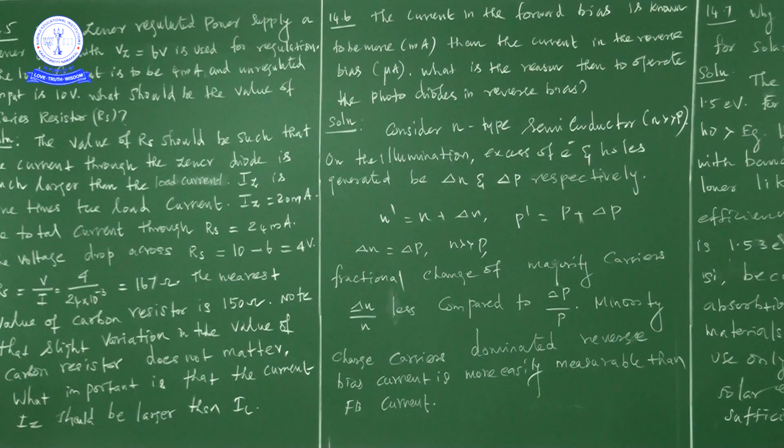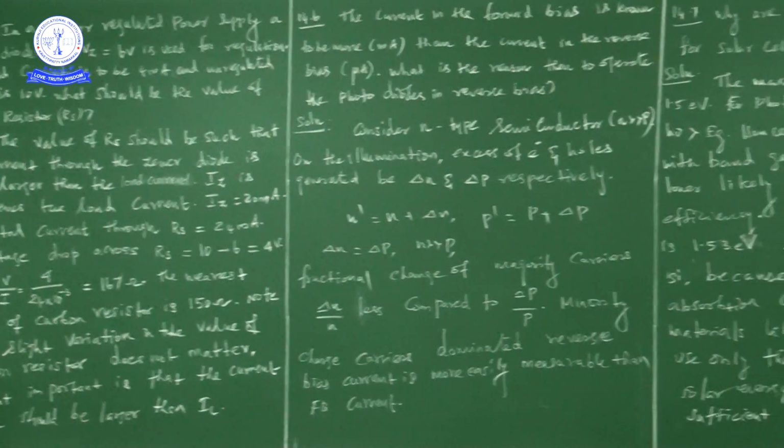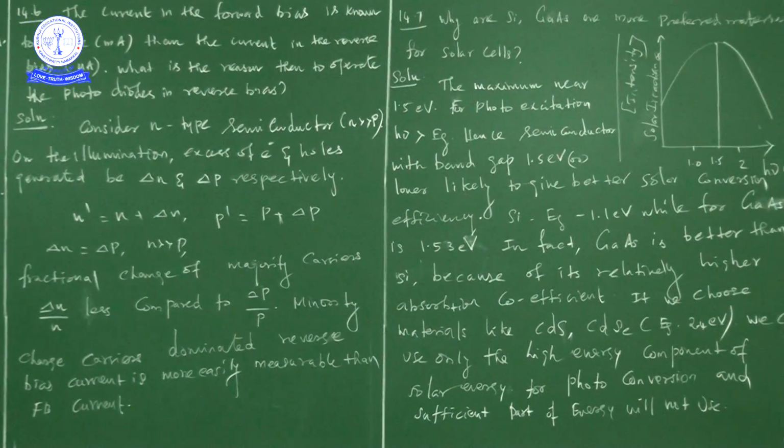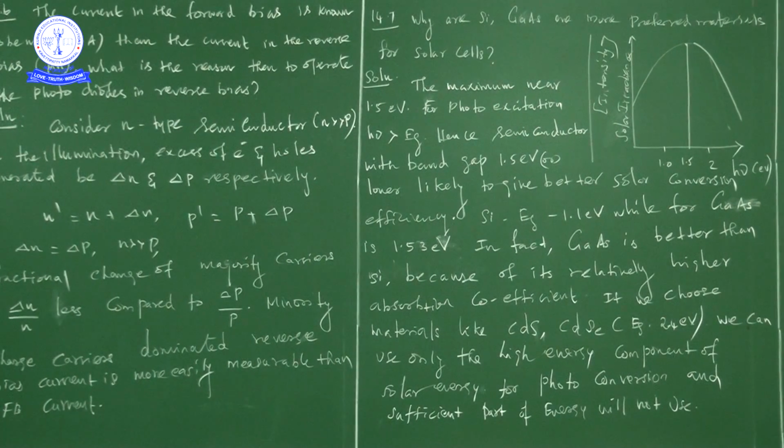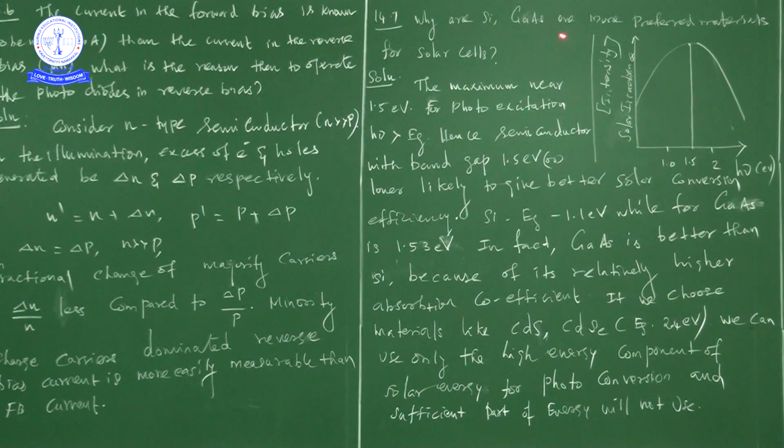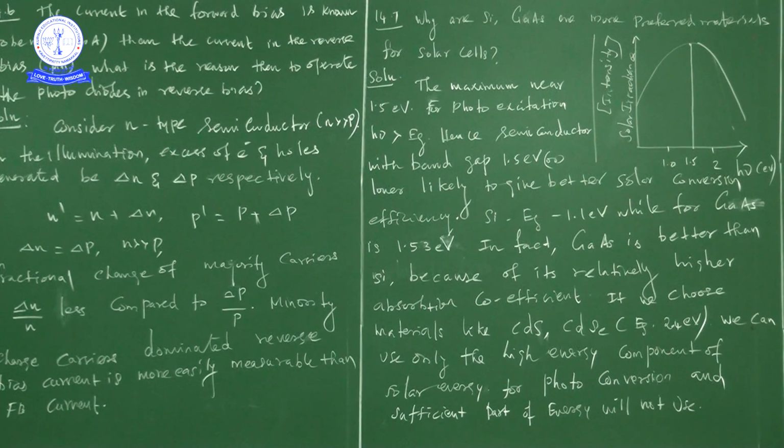Then see the next sum, 14.7, a very important sum. Why are silicon and gallium arsenide more fruitful materials for solar cells? For making solar cells we have a lot of materials, but even though we have a large number of materials, we give more preference to silicon and gallium arsenide. Why do we give them more preference? This is the question.